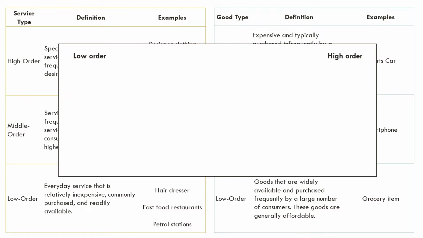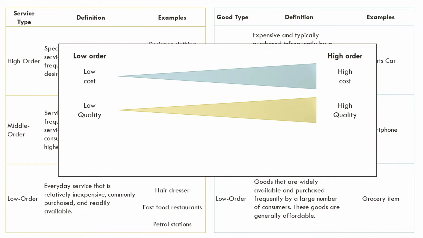And so if you want to generally categorize them, we know that a low order service or good generally has a low cost, whereas a high order has a high cost. We know that the quality also increases, and we know that we often use a low order service but rarely use a high order service, or we rarely buy or go out to get a high order good.